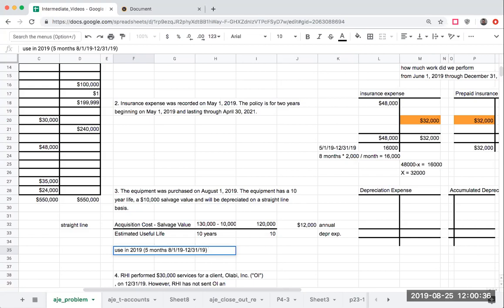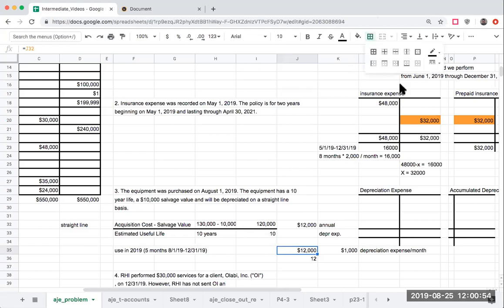So what I'm going to do right here is, if it's $12,000 annual, if I divide this by 12, it's going to be $1,000 depreciation expense per month.